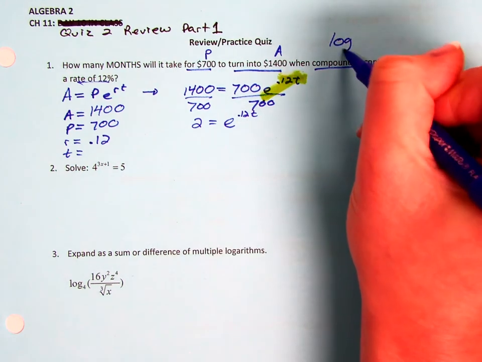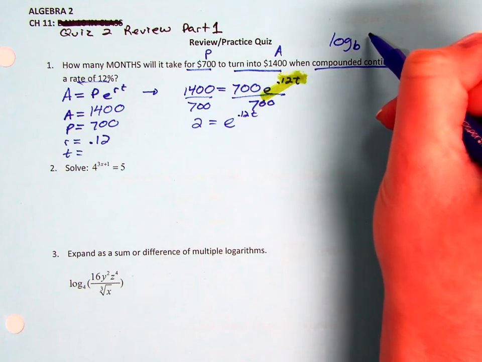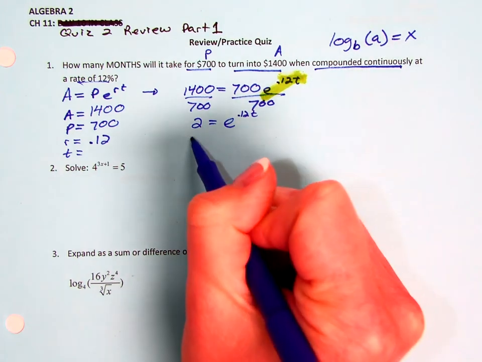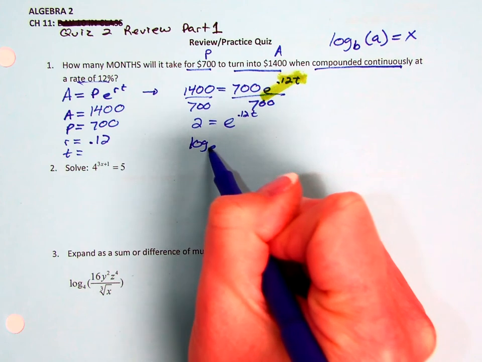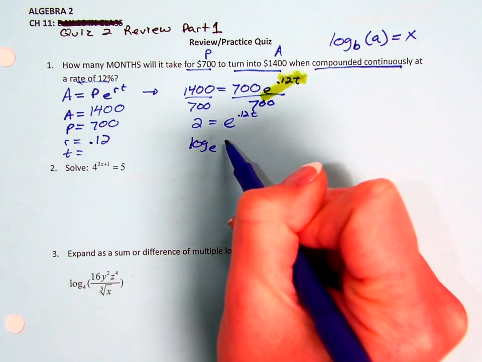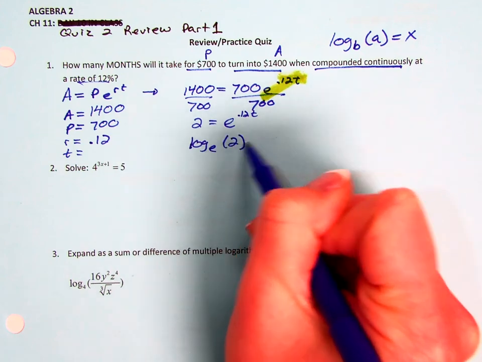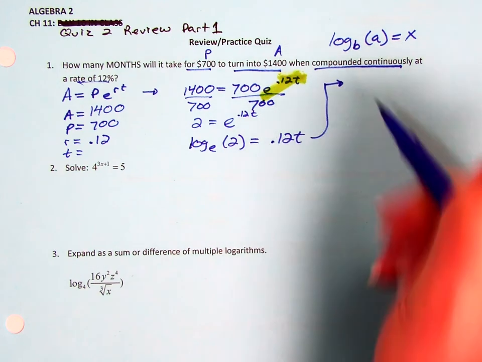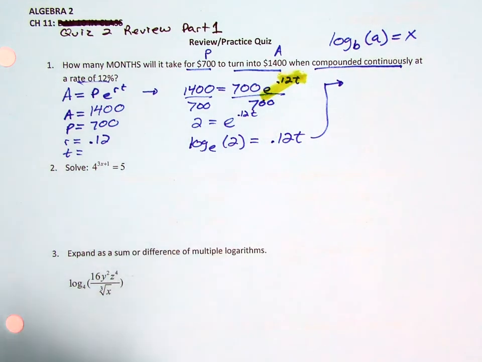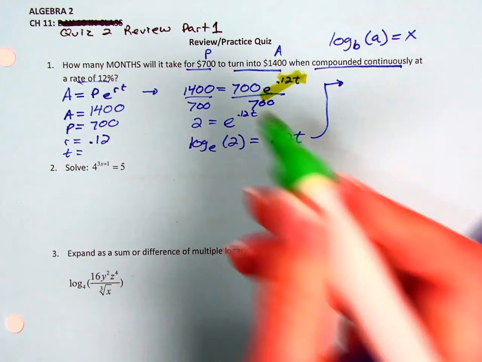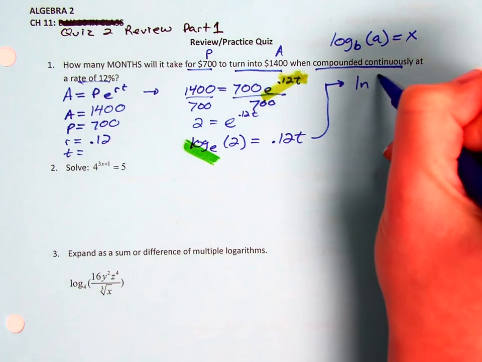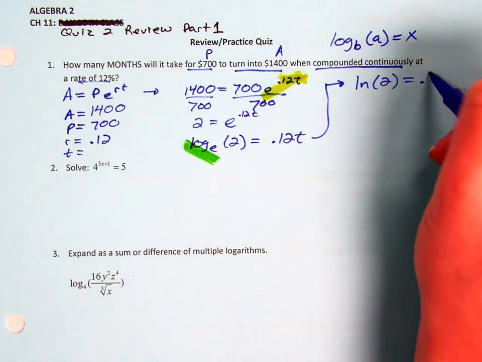Now that only the e is being raised to the exponent, I can change this to logarithmic form, which, remember, is log base b of a equals x, which is my exponent. So this would be log of my base, which is e, of the answer, which is 2, equals 0.12t. Now before I go any further, anytime I see a log with a base of e, that's really not a log, it's the natural log. So I should rewrite it as ln of 2 equals 0.12t.